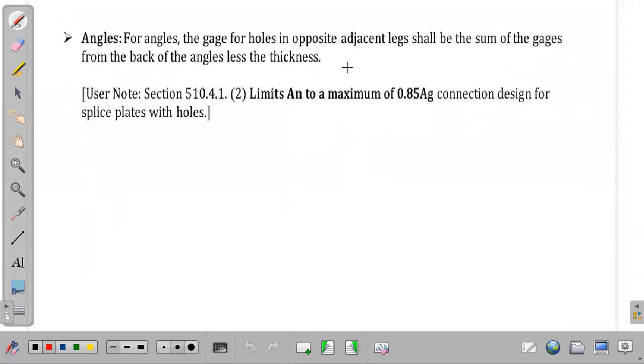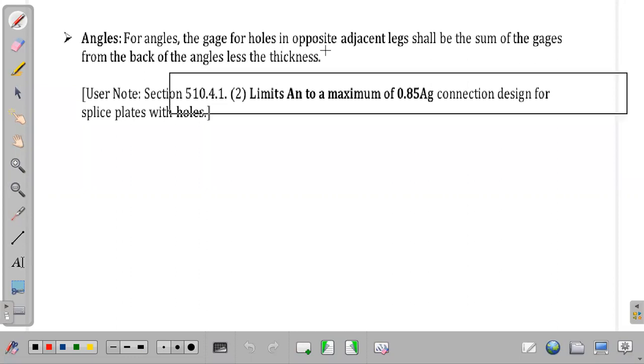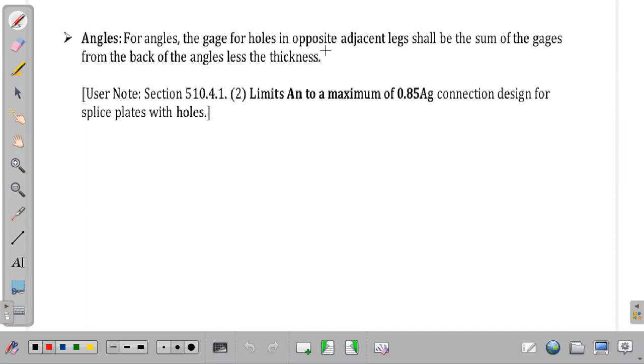So that's for the net area. So meron tayong provision din dito. For angles, the gauge for holes in the opposite adjacent leg shall be the sum of the gauges from the back of the angle less the thickness.